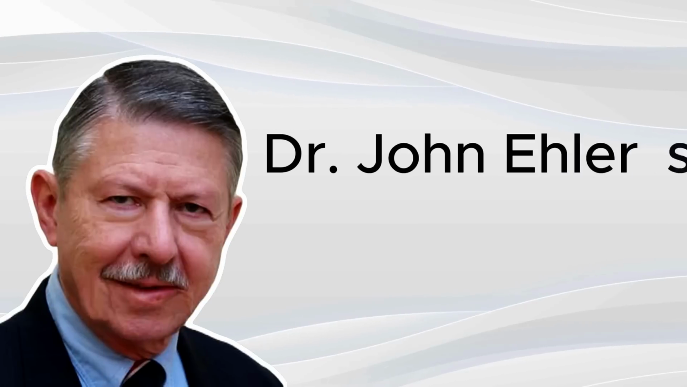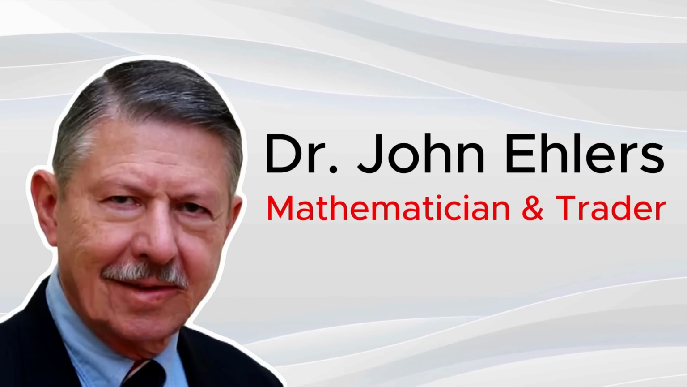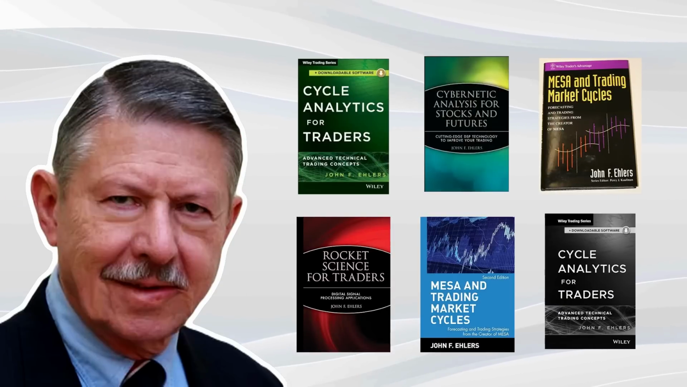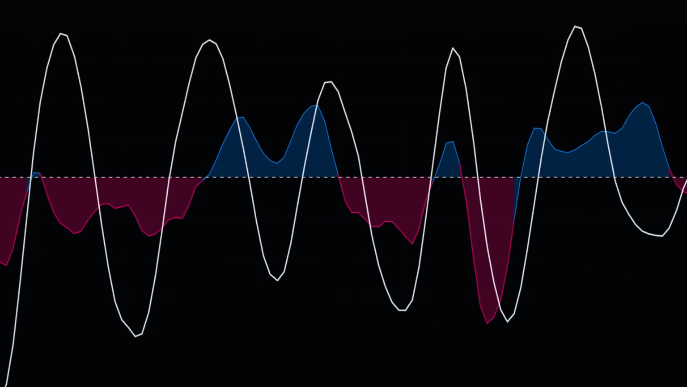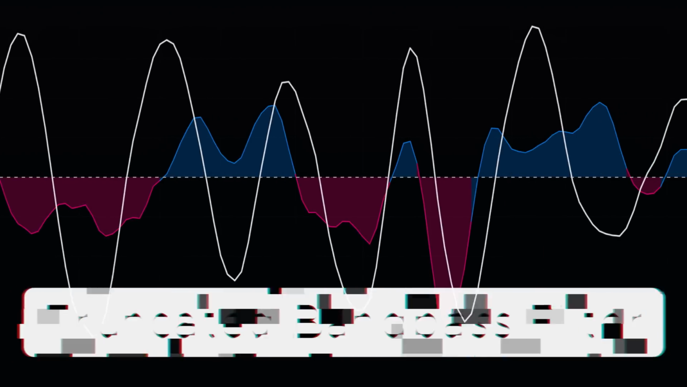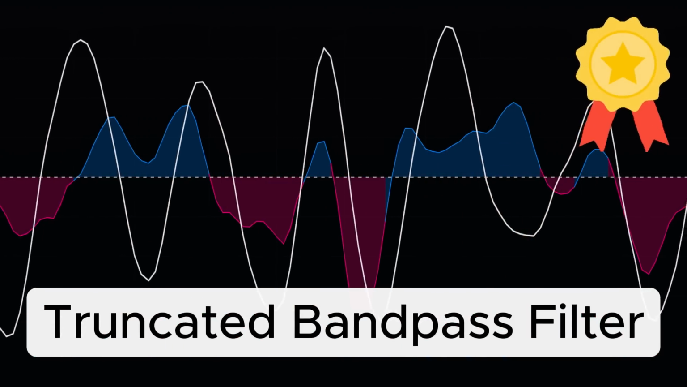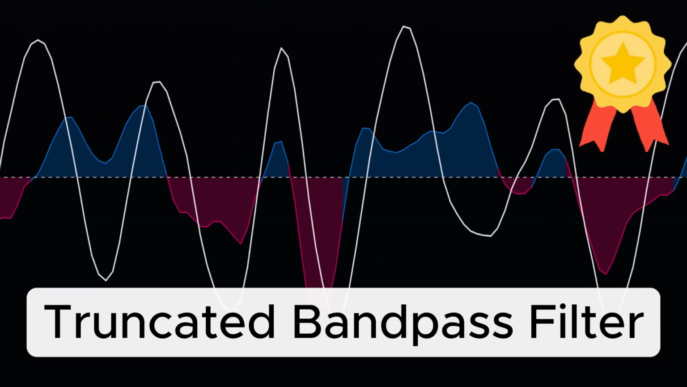Dr. John Ehlers, a mathematician and famous trader specializing in technical analysis and author of many books and indicators on this subject. In 2020, he created an indicator, the Truncated Bandpass Filter, which is an excellent indicator for filtering price action noises and helping with direction of the market.